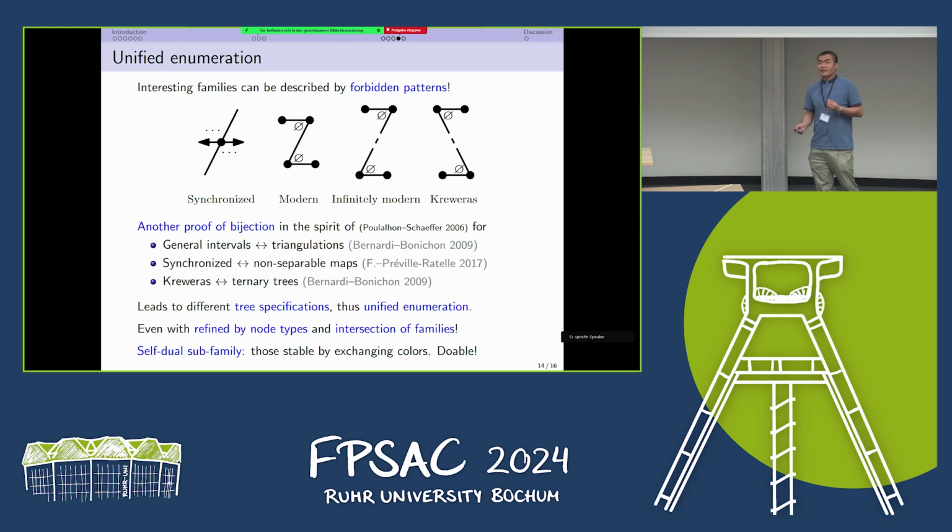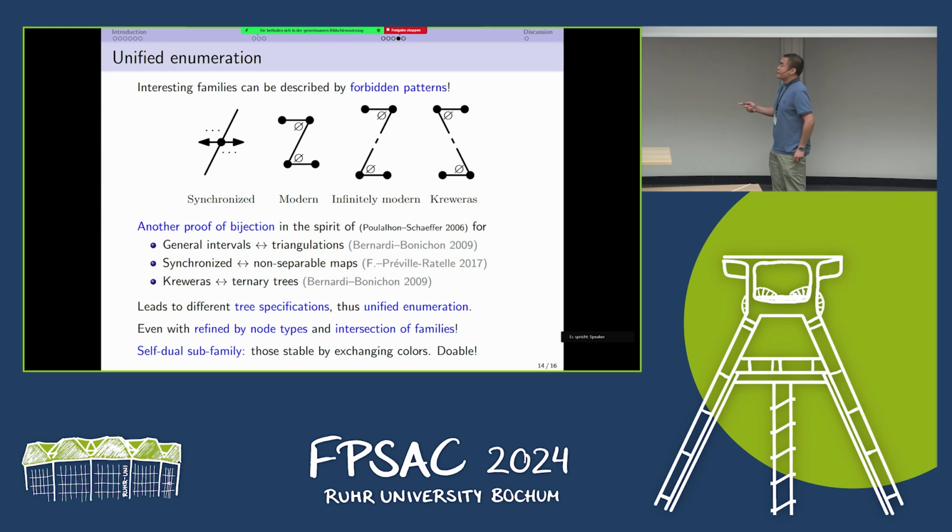For synchronized intervals, the restricted blossoming trees can be converted to some variants that are in bijection with non-separable maps. And for Kreweras intervals, it's even easier because we look at the restricted blossoming tree and it breaks naturally into three parts recursively. So it's in bijection with ternary trees. Okay, and this is a bijective proof.